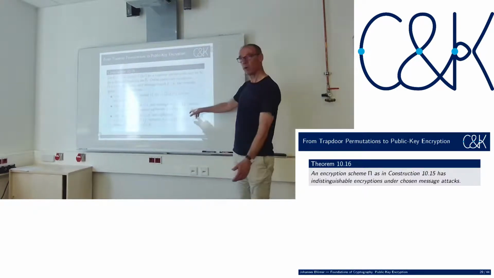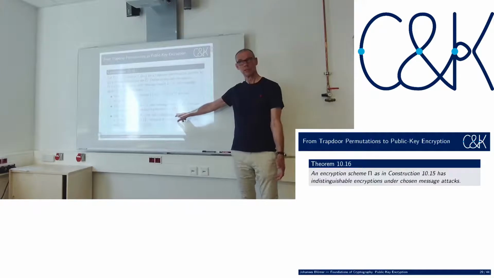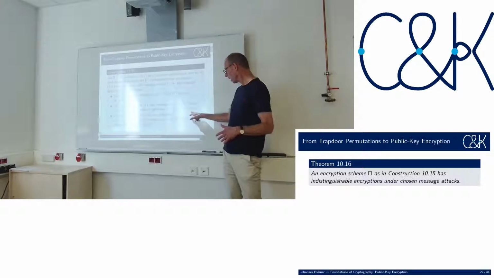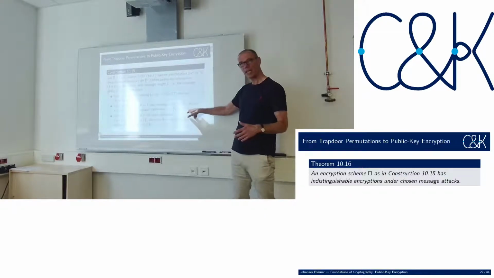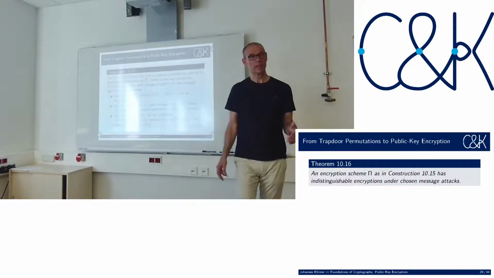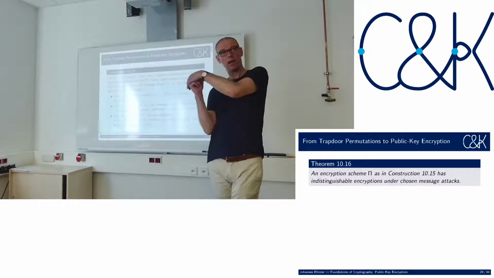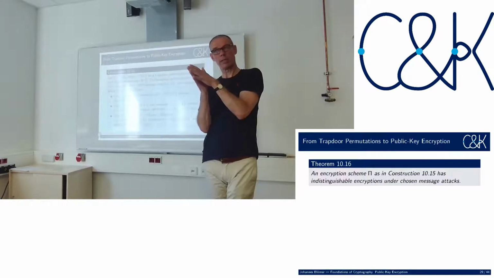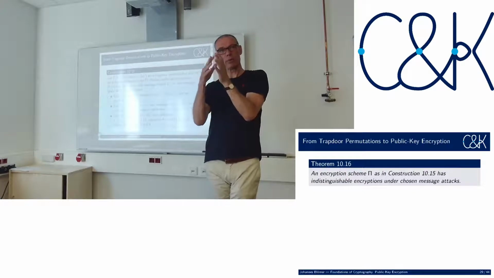You have two components. The first component helps you to get rid of the second. This is like you hide this M with this hardcore predicate of X, and you get here additional information that helps you to get rid of the hiding, of the masking. But here we have the additional property that we need this separation into public and secret keys.